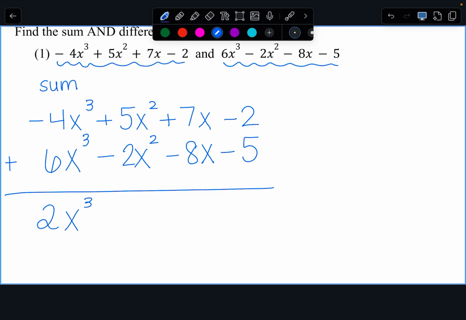Again, we are only allowed to add or subtract things that have the exact variable and exponent. So 5x to the second minus 2x to the second is a positive 3x to the second. 7x and a negative 8x. Negative x or negative 1x. I'm not picky with either of those. That's fine. Again, you could put the 1 in there. Not necessary. Negative 2 and a negative 5.